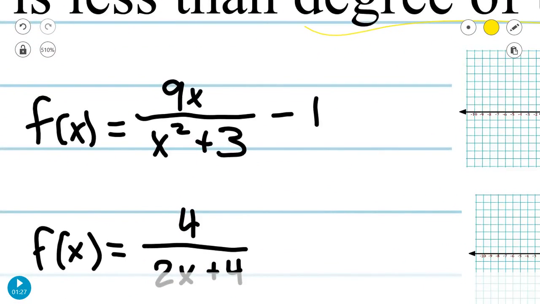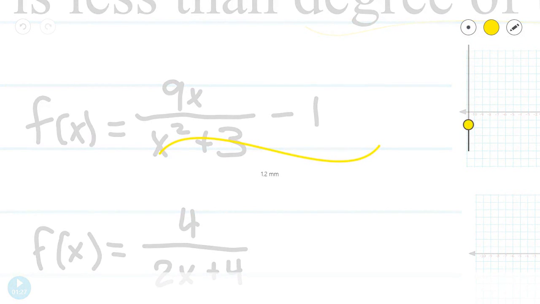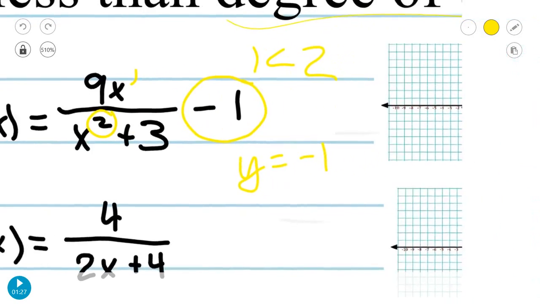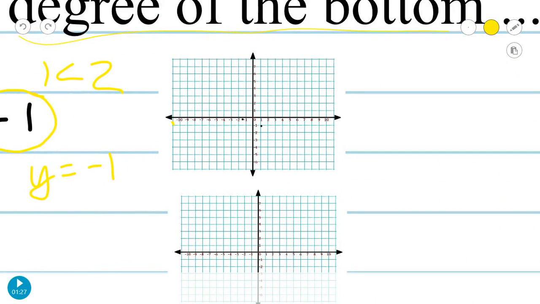Okay, let's examine the degree of the top here. The degree of the top in this first example is 1, and the degree of the bottom is 2. 1 being less than 2 means that my horizontal asymptote has an equation of -1 and is equivalent to the vertical shift. My horizontal asymptotes I always write with the equation y equals. In this case I would say y equals -1, and I can draw that on my graph as such. Just a line at y equals -1.